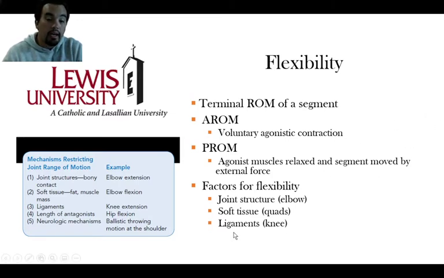And then, like in the knee, we have our anterior cruciate ligament and our posterior cruciate ligament that help restrict extension as well. So these are all factors when we look at flexibility that help limit that and keep our joints stable.